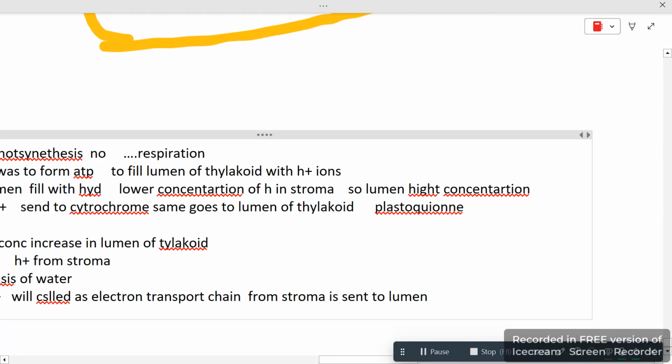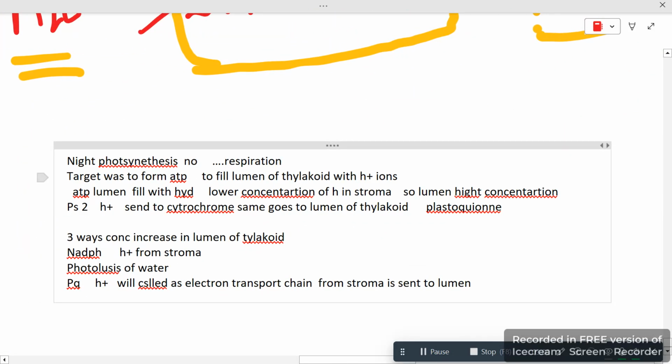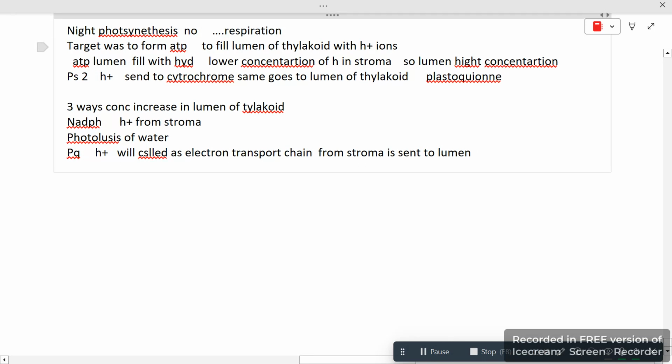So the lumen is filled with hydrogen H positive ions. This means there is a lower concentration of hydrogen in the stroma. So we can say that the lumen of the thylakoid has a high concentration of hydrogen. The three ways they got H positive are: first, NADPH, which takes H positive from the stroma; second, photolysis of water; and third, the PQ particle, which takes it and gives it to the lumen. Okay, these three will happen.